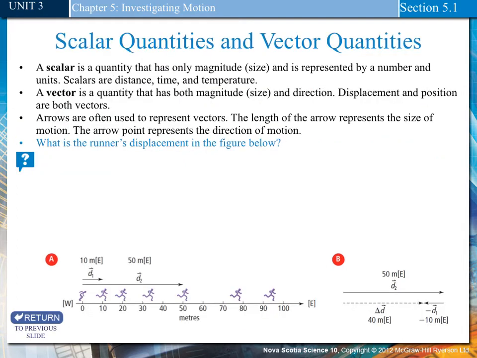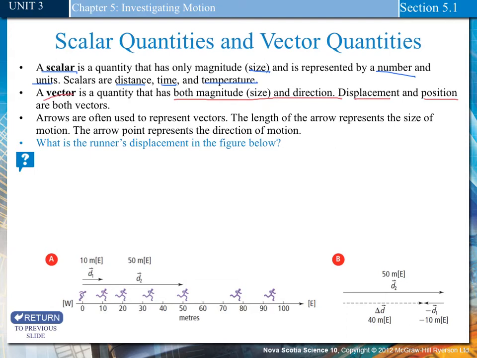Scalar quantities and vector quantities. A scalar quantity is a quantity that has only magnitude, which is size, and is represented by a number and units. Scalars are distance, time, temperature, whereas a vector is a quantity that has both magnitude, size, and direction. Displacement and position are both vectors.